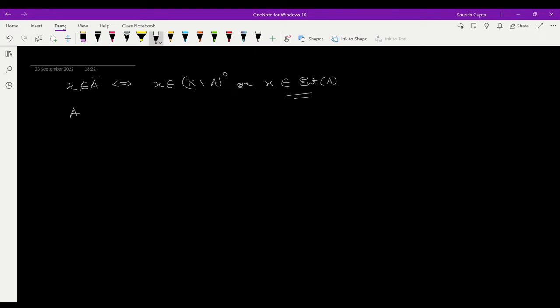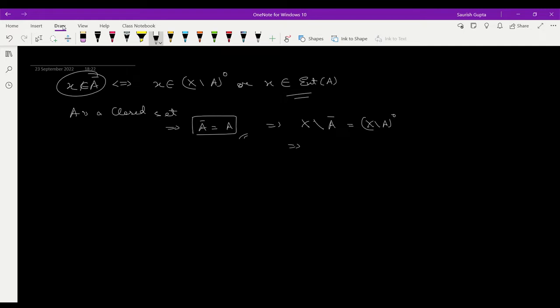So now suppose A is a closed set. A being a closed set, we have A closure equals A. Since this is a biconditional statement, X not belonging to A closure means X belongs to capital X minus A closure, and this must equal X minus A interior, while A being closed, A closure equals A. So from here we have X minus A equals X minus A interior, which eventually implies that A is closed if and only if X minus A is open.